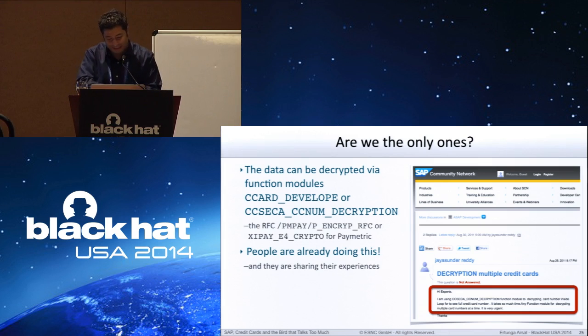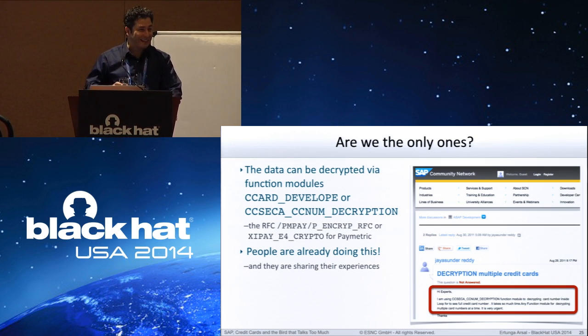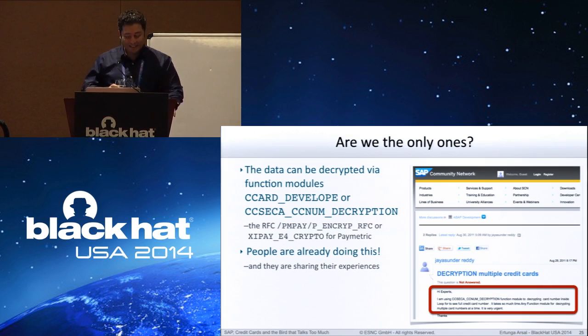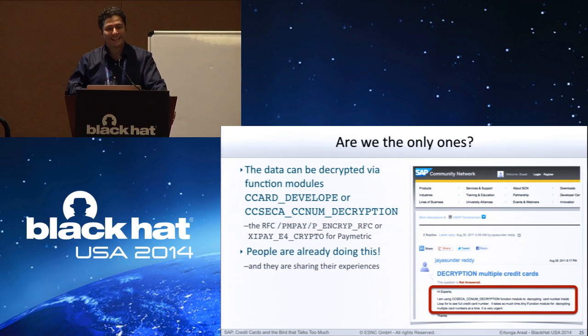And I just want to read this part. Hi experts, I am using CCNAM decryption function module to decrypt card numbers inside a loop to see the full credit card number. It takes so much time. Any function module for decrypting multiple card numbers at a time, it is very urgent. So I don't know what happened afterwards, and I don't know what was the urgency to decrypt credit card numbers in a row, but I don't know.